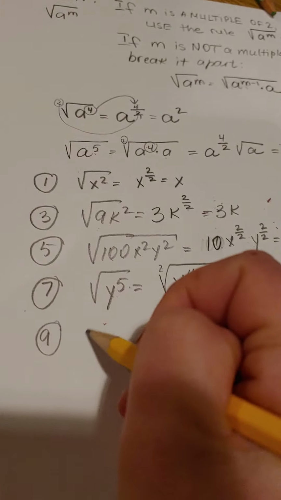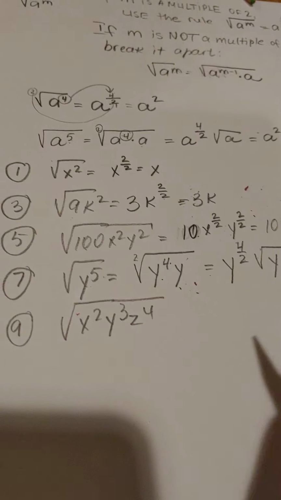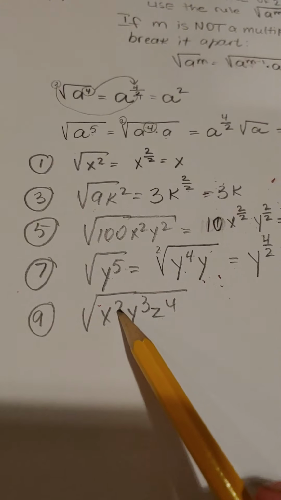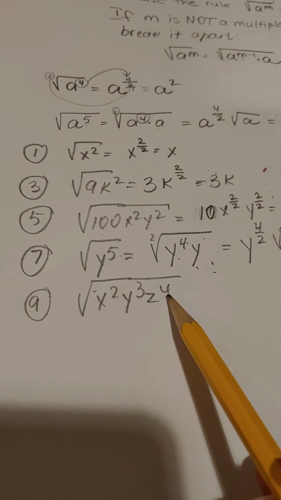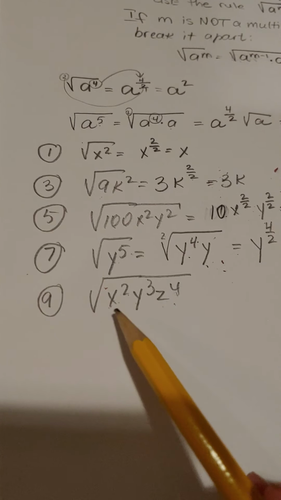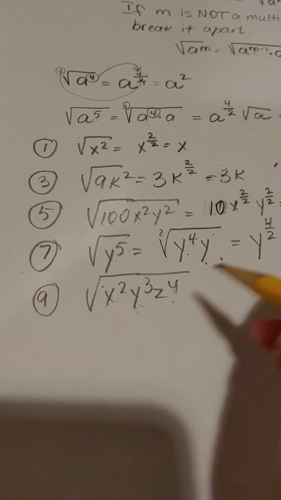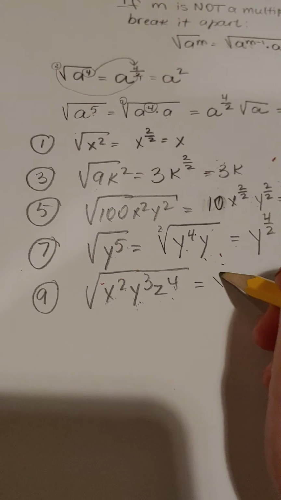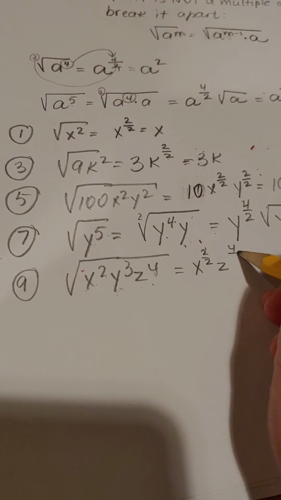And then number 9, square root of x squared, y to the 3rd, z to the 4th. Here we have 3 variables, x, y, and z. X has even variable, y has odd variable, and z has even variable. So we don't have to break x and z anyhow, and we do have to break apart the y to the 3rd power. So all we have to do right here is we're going to take square root of x squared, which is this, and then take square root of z to the 4th power.